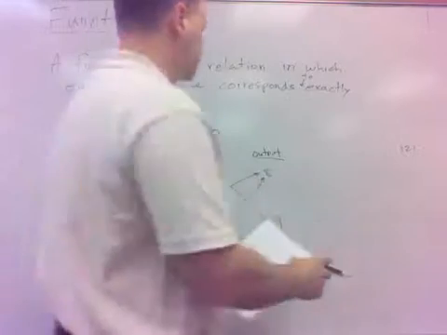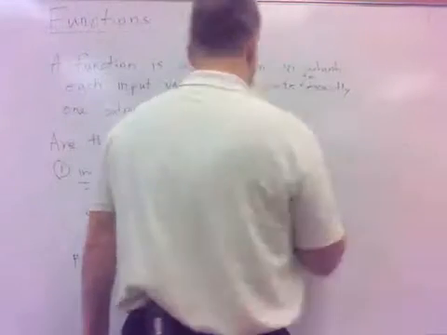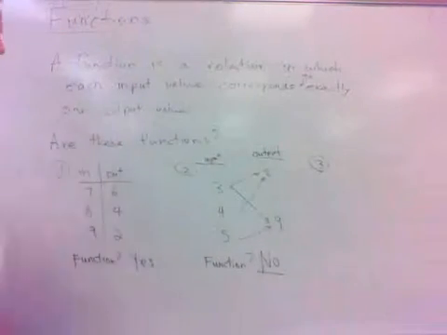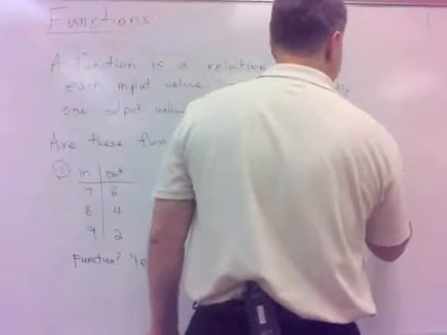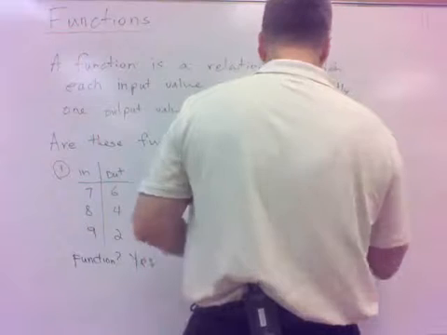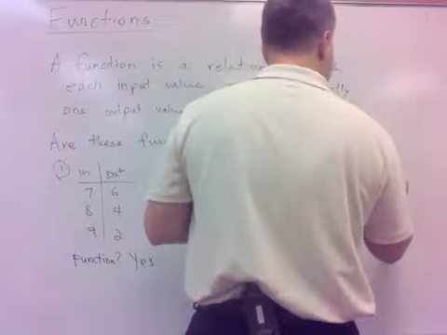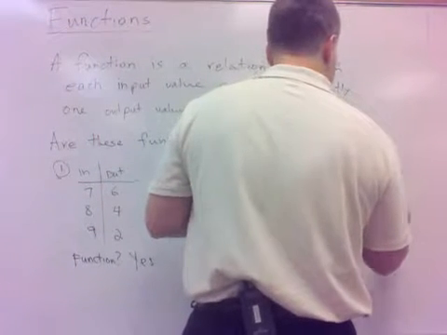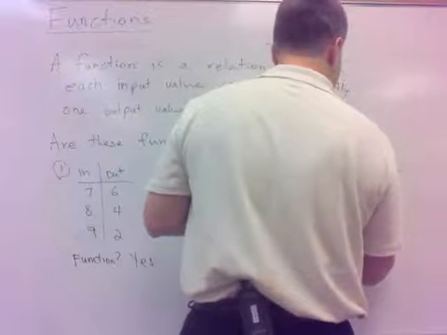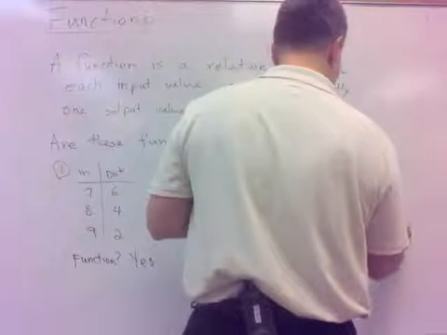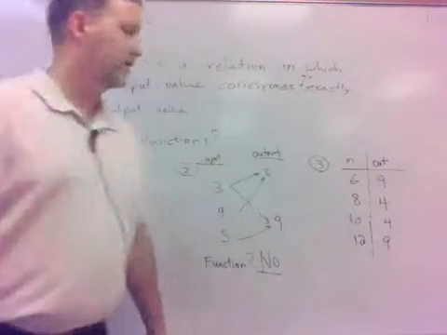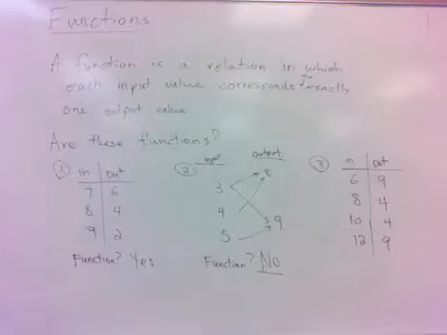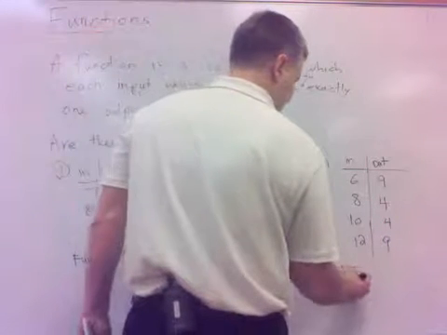What about this one? It'll be the same thing on the table. If we did it in a table, it would be basically the same. But here's another table for you. Inputs and outputs. Input is 6, output is 9. Input is 8, output is 4. Then 10 input matches up with also 4 output. And then 12 input goes with 9. Is that a function?